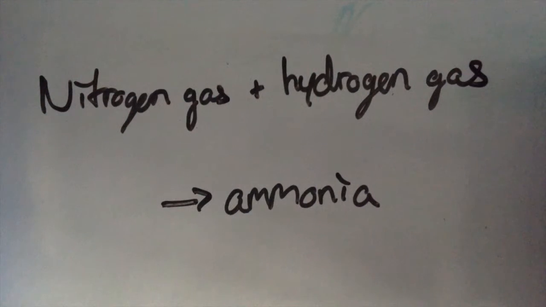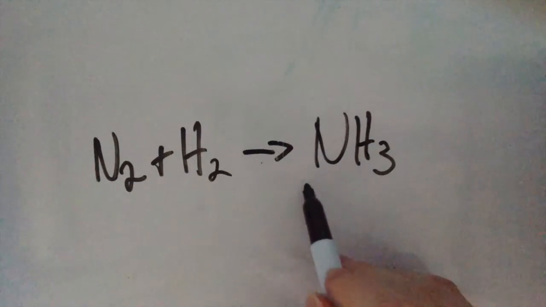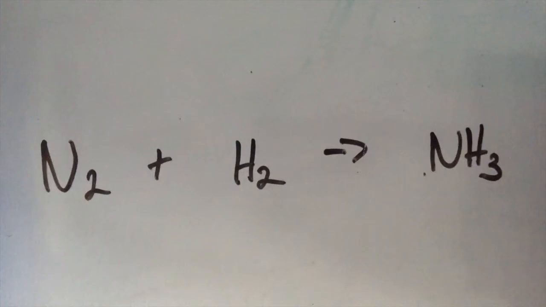The reactants of this chemical equation are nitrogen gas and hydrogen gas, and the product is ammonia. This type of chemical reaction is synthesis because there is only one product that the reactants are creating. We must balance this chemical equation by using the law of conservation of mass. This law states that matter can't be destroyed or created, only rearranged.